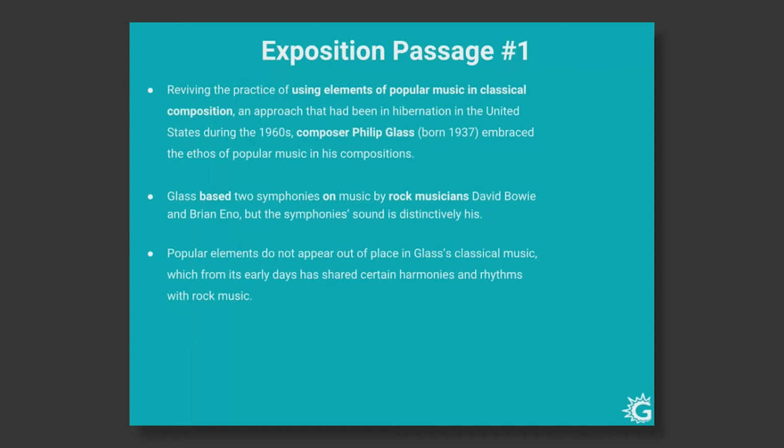So here we have a concrete tying together of the word popular and rock music, right? So because Glass has, from his very early days, had music very closely resembling rock music, kind of having these rhythms and harmonies similar to rock music, now we don't feel popular elements are out of place. We don't feel they don't belong in Glass's classical music, even though these two are not typically associated.